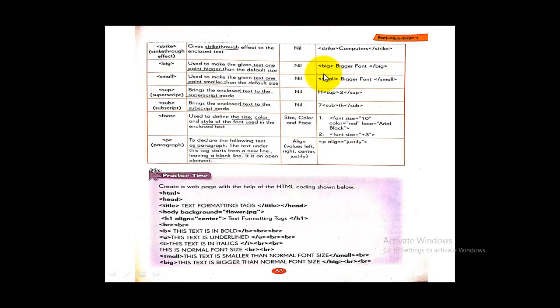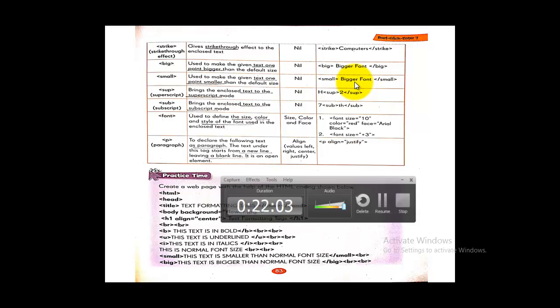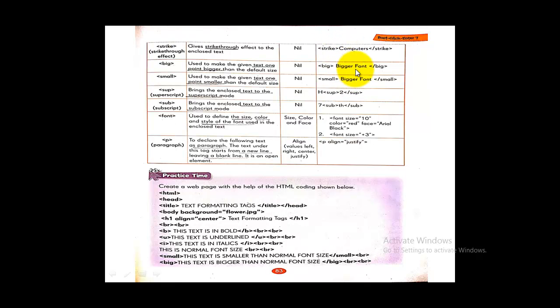Then big, the bigger font. The big tag is used to make the given text 1 point bigger than the default size, and small is used to make the given text 1 point smaller. The bigger font size text can be brought back to the default size. My text page is given in the book as bigger font.